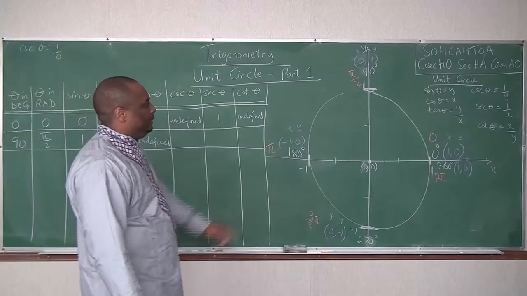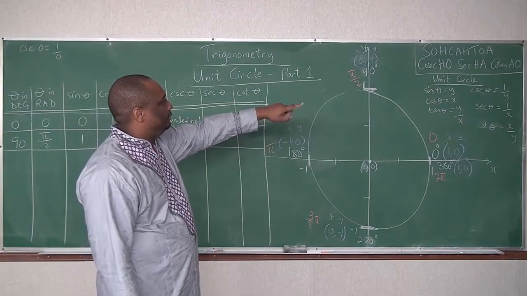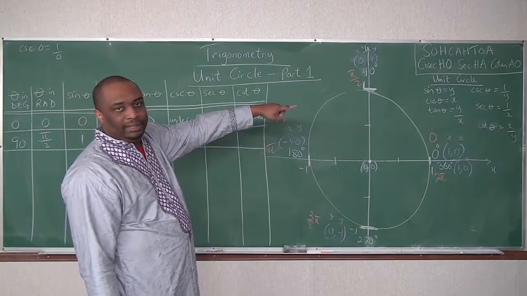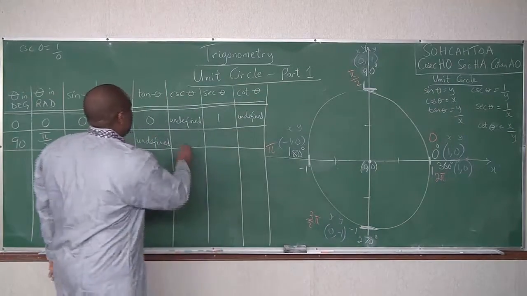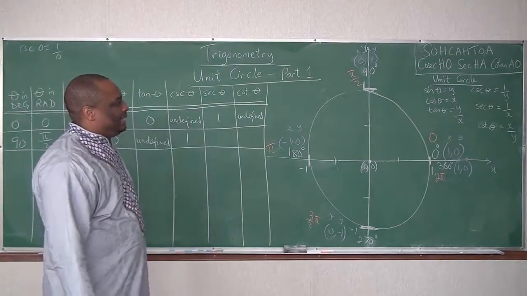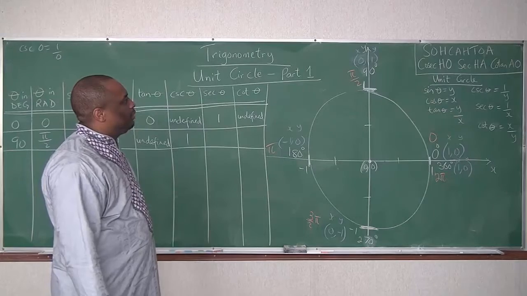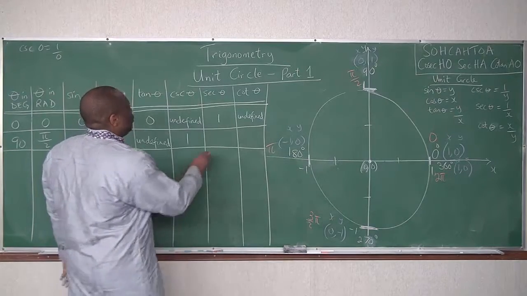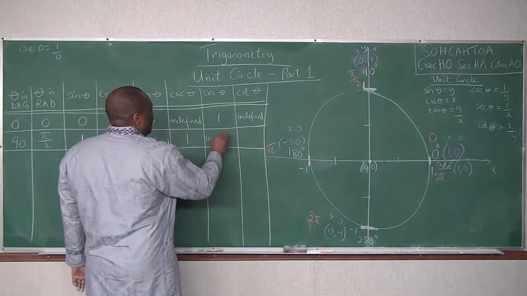Cosec 90 is 1 over y. Cosec 90, 1 over 1, which is 1. Sec 90 is 1 over x, 1 over 0, which is undefined.